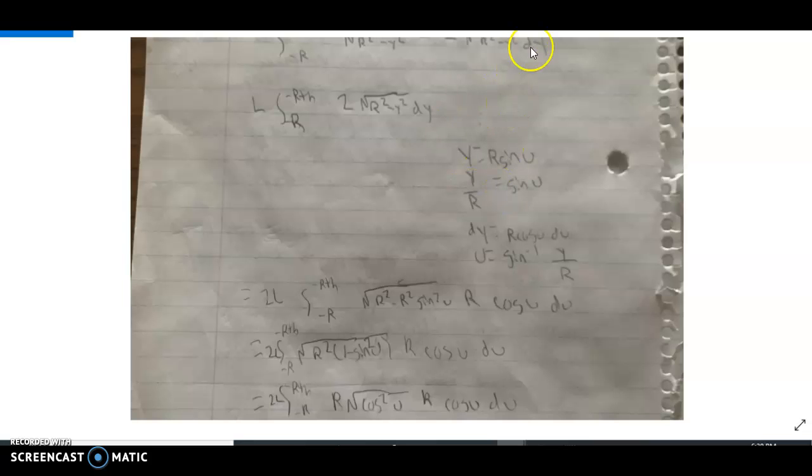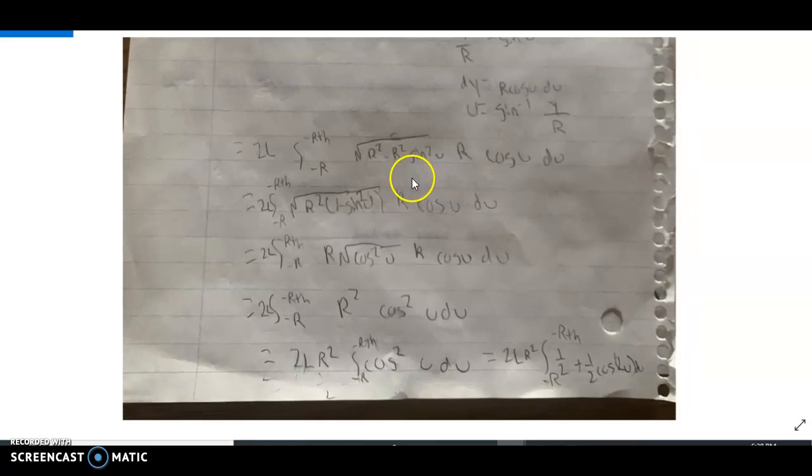So we put y equals r sine u, and I apologize, I should have put this over there. It doesn't matter. Then we had y over r equals sine of u. And we had the derivative of this one, so it's r cosine u du. And we had u equals the inverse sine of y over r.